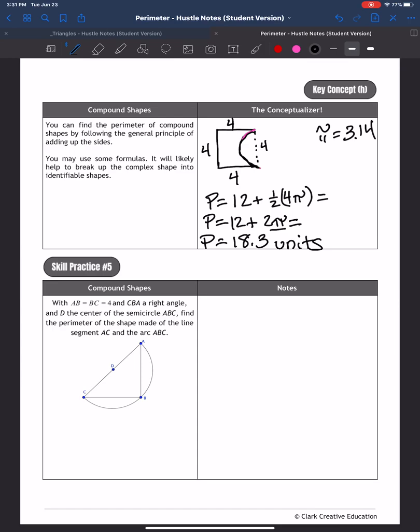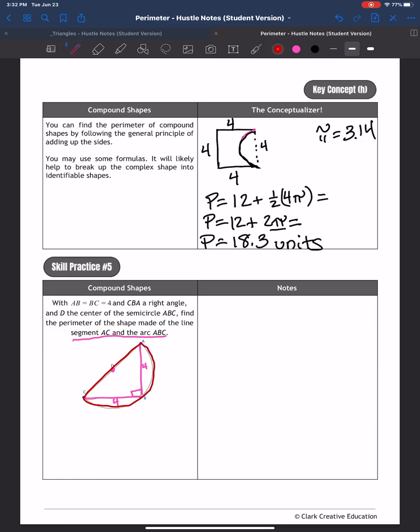So next, we have this lovely triangle in a half circle, with AB equaling BC. So that's saying that this line and this line are equal to 4. So here's a 4 here and a 4 here. And it's a right angle. They're giving you all this information. And D is the center of the semicircle. So D is your center. Find the perimeter of the shape made from the line segments AC and the arc. So it wants you to find this perimeter.